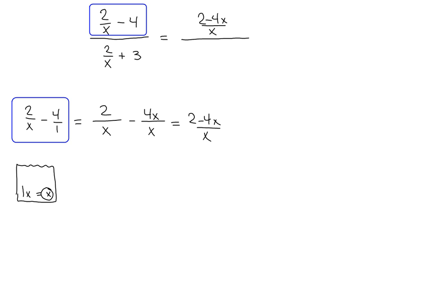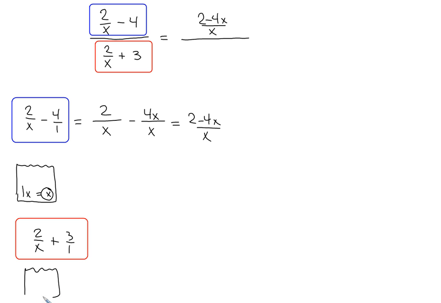Okay, the bottom. I'm going to grab the bottom. I'll do that down here. 2 over x plus 3. Again, we're going to make the 3 into 3 over 1. What's my common denominator going to be again? I'm sorry, my LCD. 1 times x, which is just x. So this becomes 3x over x. So the whole thing is 2 plus 3x over x. That goes here.